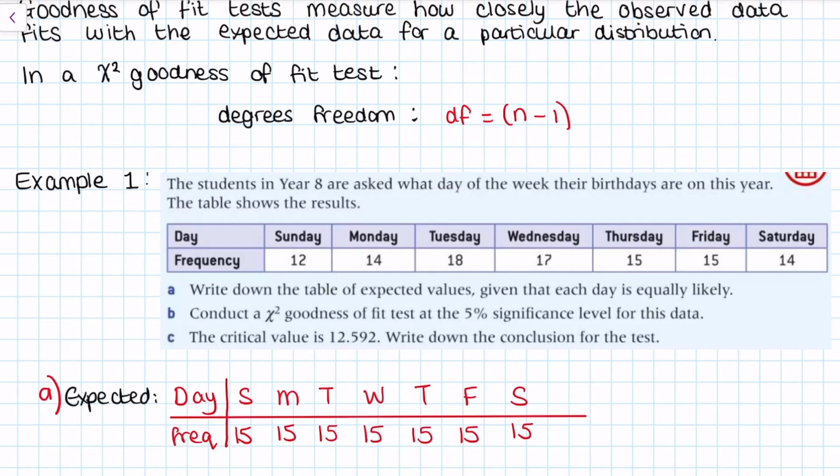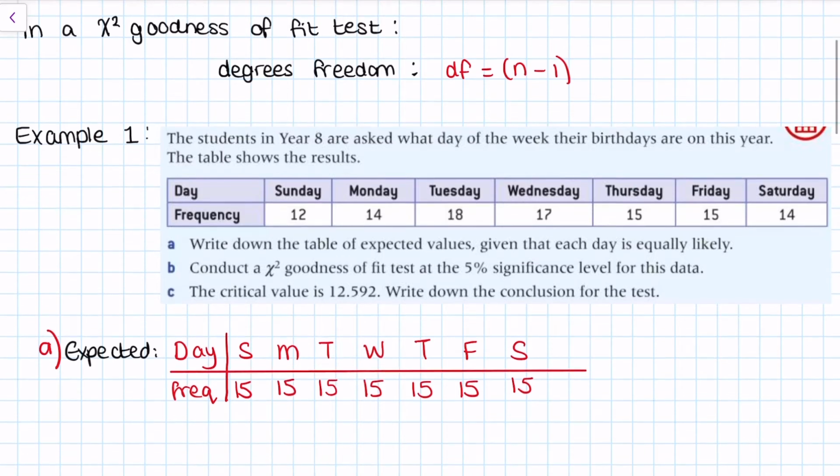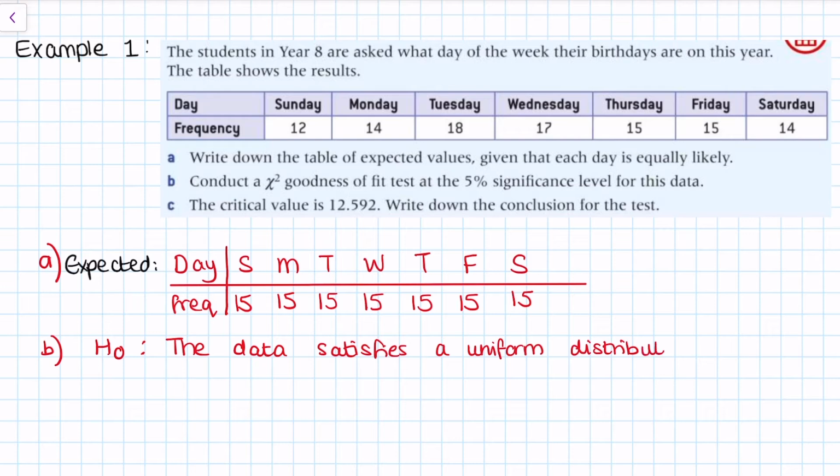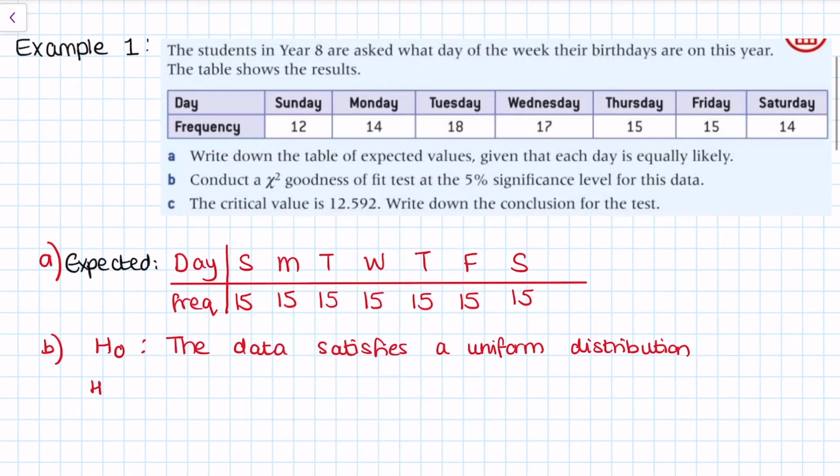B, conduct a chi-squared goodness of fit test at the 5% significance level for this data. To do this, we first need to state our null hypothesis, that the data satisfies a uniform distribution. What that means is that all our values are similar to our expected values. And then our alternate hypothesis is that the data does not satisfy a uniform distribution.